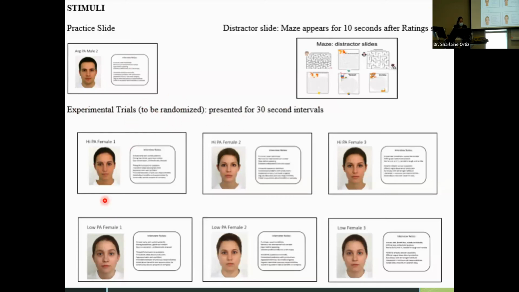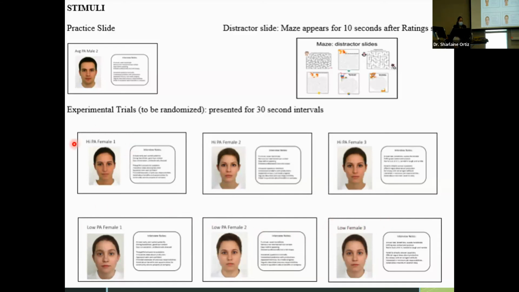Notice that here we have a female who was considered high in physical attractiveness. Here we have a second female who was also considered high in physical attractiveness. Then a third female for high physical attractiveness. If you look at the bottom left of your screen, we have female number 1, computer generated for low physical attractiveness, a second female for low physical attractiveness, and then a third female.